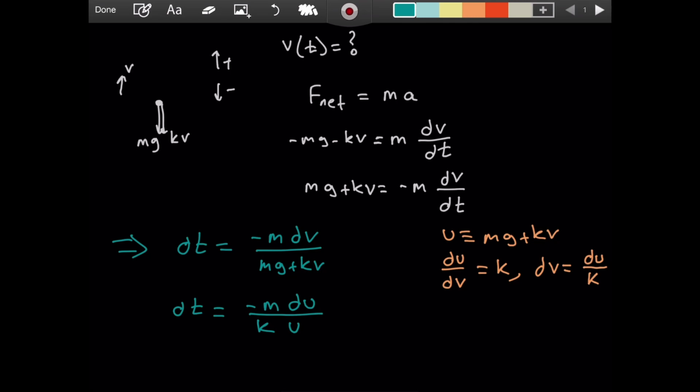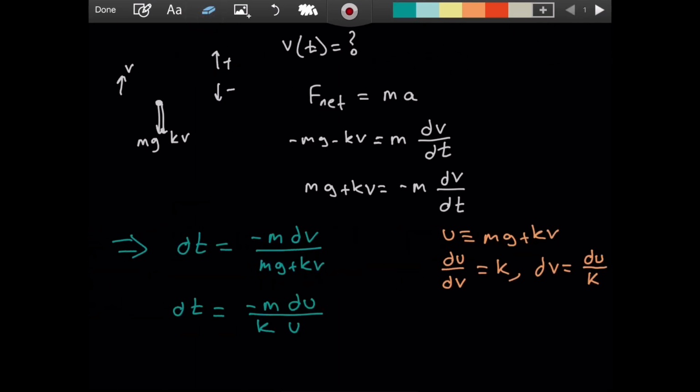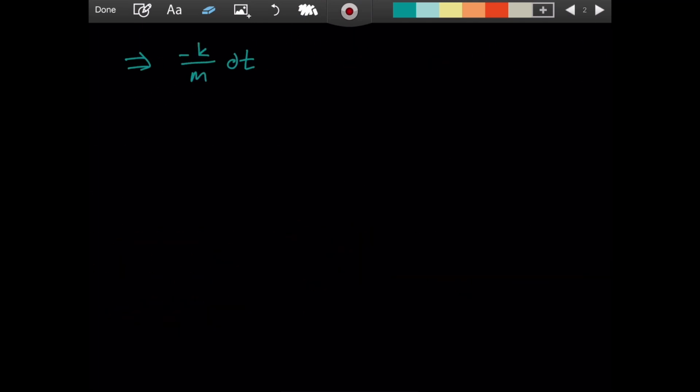And from this, I will continue on the new page. So what did we have? We have dt. Now I'm going to multiply both sides by k and divide by negative m to get, let's see, what do we get? Negative k divided by m dt, right? Yes, that is correct. Is equal to du divided by u.